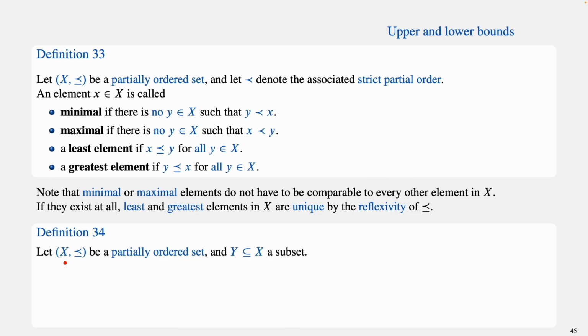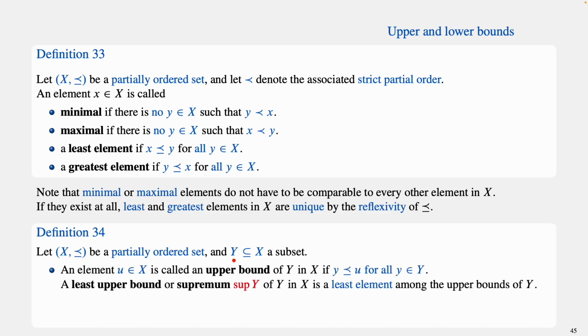Now, if we have a partially ordered set X with the order less or equal, and we have a subset Y of the set X, then an element U in the full set X is called an upper bound of the subset Y, upper bound in X to be precise, if for all elements in the subset Y we have that Y is less or equal to U. Okay, so note that U itself does not have to be contained in the set Y, but all elements in the subset Y of X have to be less or equal to U.